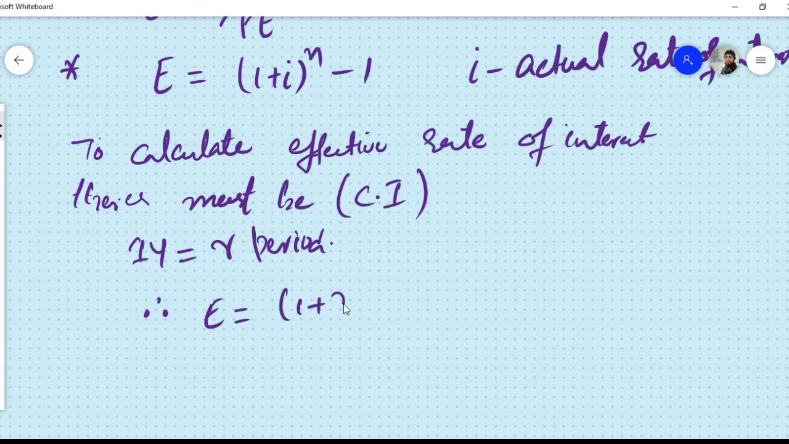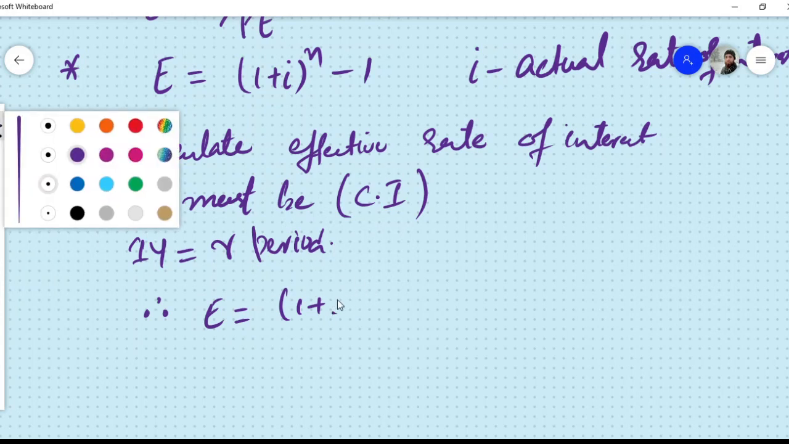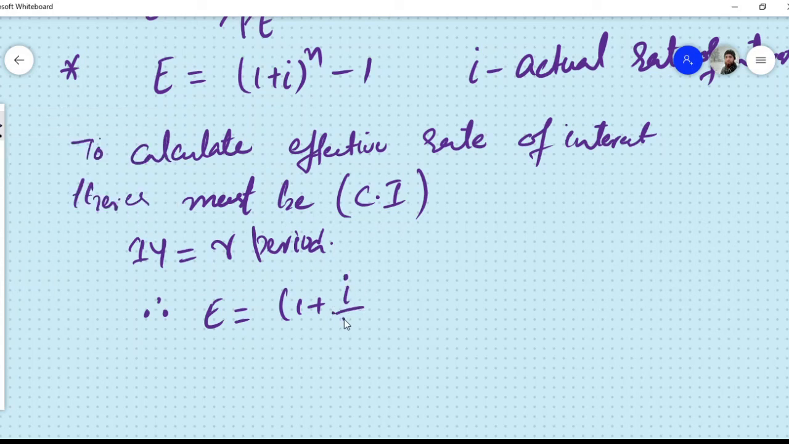So suppose 1 year has r periods, then we can take the help of the previous example. We can write E equal to 1 plus r, sorry, it is not r, it is i. One plus i divided by r, the whole power r, minus 1.